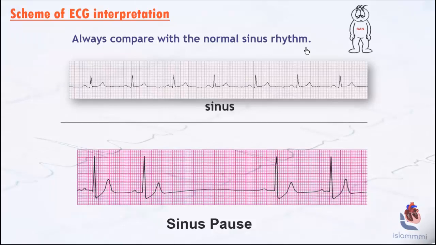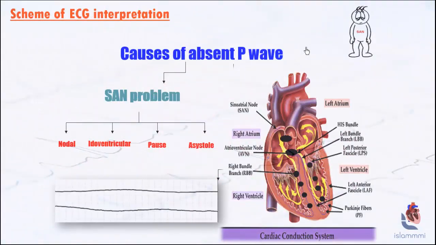Okay, then suppose that the SA node stopped working, the AV node stopped working, and no other pacemaker is able to start the heart again. So what will the heart do? No pacemaker, no battery. So what shall I do?